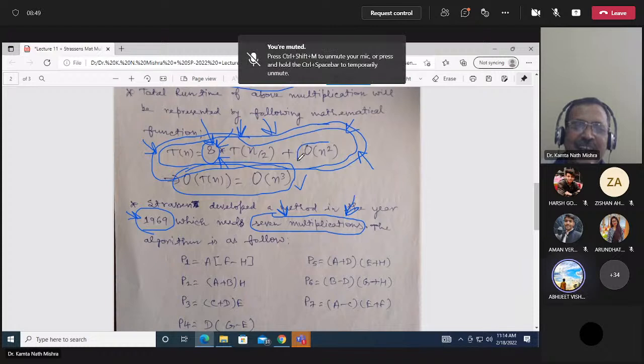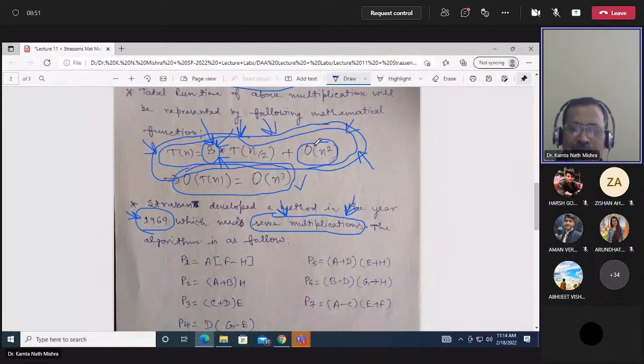Less than n³. And will it be more than n² or less than n²? Less than n³, but more than n². This will be the case.